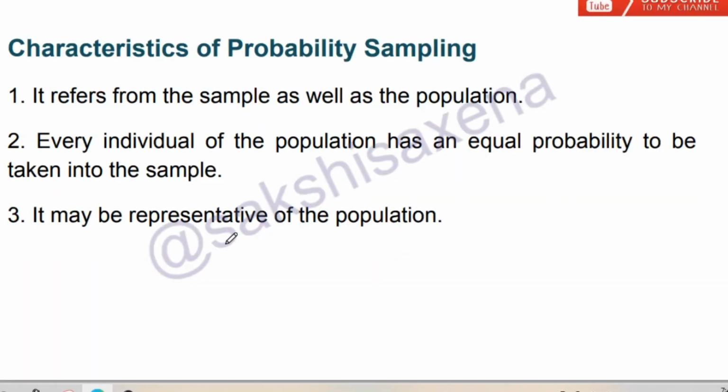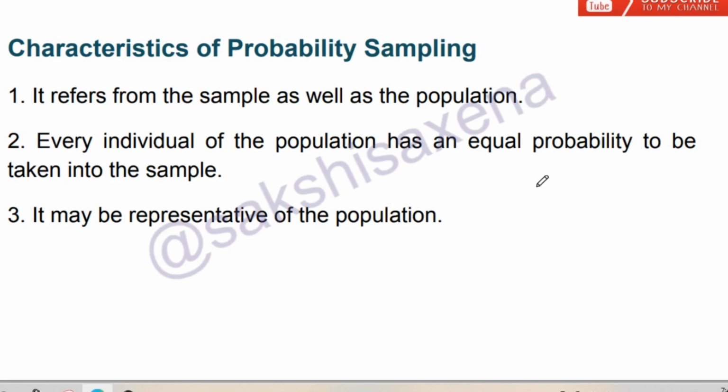But now the question arises, what are the techniques and how do we use that sampling method? We will discuss it later. Firstly, we have to discuss the characteristics of probability sampling. It refers to the sample as well as the population. Probability sampling can be drawn from both the sample, or we can say from the population also. And then every individual of a population has an equal probability to be taken in the sample.